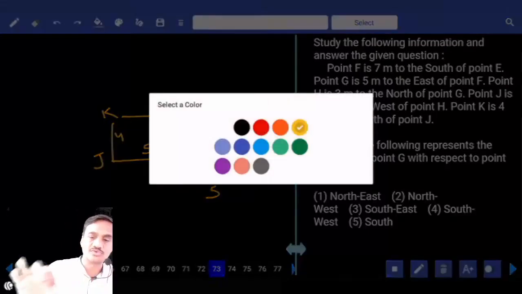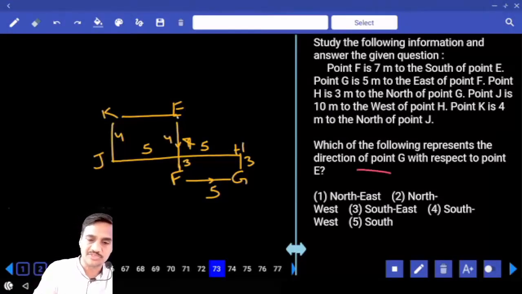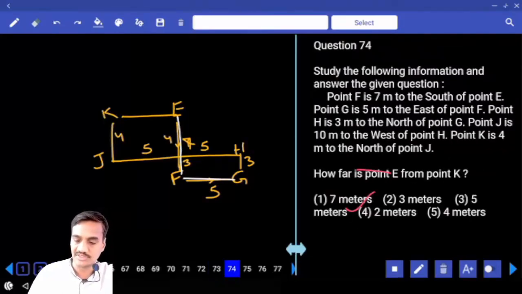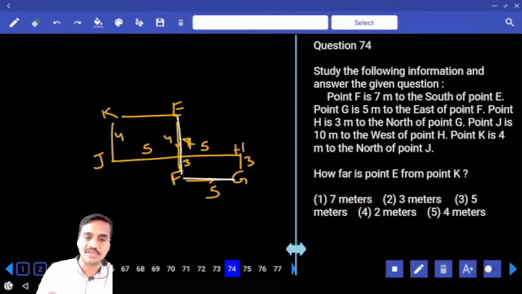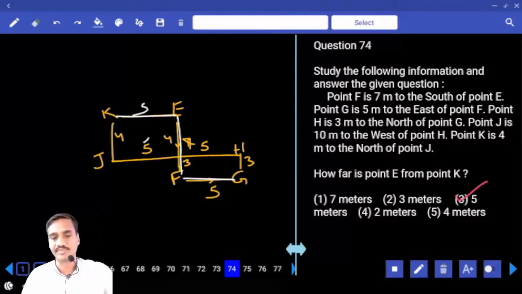Then, now the question is about, and which of the following represents the direction of G with respect to E? From E first we need to move towards south and east. South and east, southeast, choice 3, question number 73. Then 74, how far is E from point K? Now the distance between E and K is nothing but 5 meters, and 5 that is given in which choice? Choice 3, question number 74. Mas saripinda? 5 meters, choice 3.